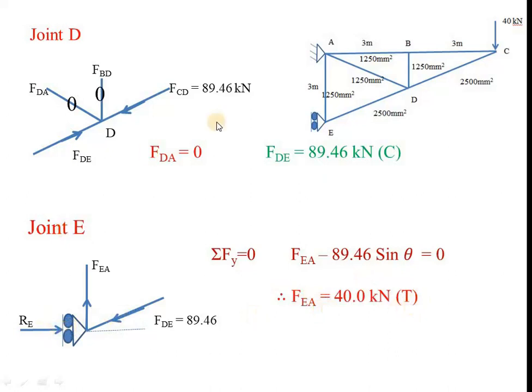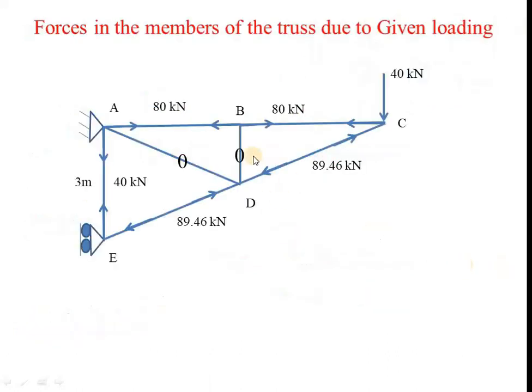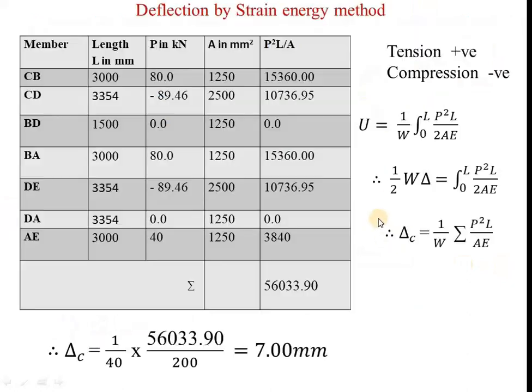So without calculating the support reactions at A and E, I can find out all the forces in the members for such kind of truss. Once you find all the forces in the members, draw the figure and show the compression and tension with the magnitude of the forces. Then let us calculate the deflection at joint C by the strain energy method.